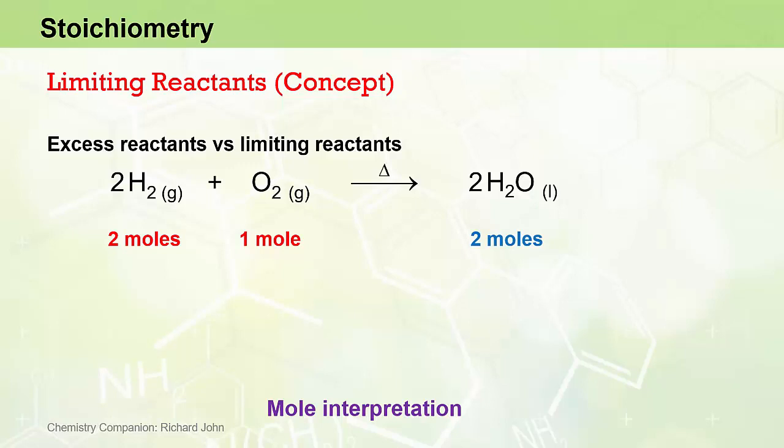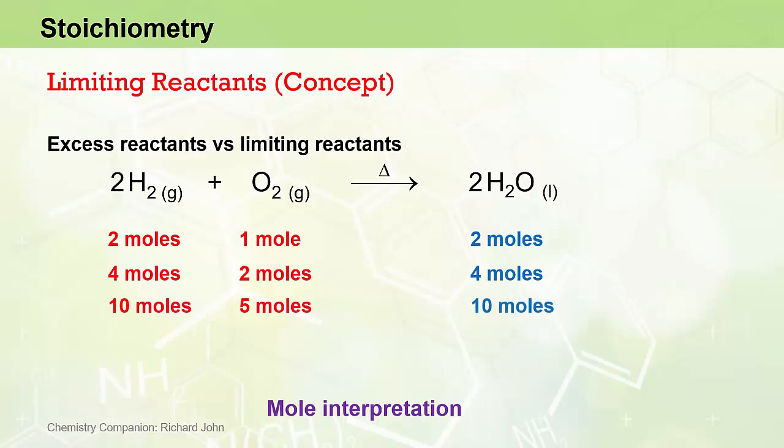Now typically we won't start with exactly 2 moles of hydrogen. We might, for example, start with 4 moles of hydrogen, in which case the mole interpretation would say that we now require 2 moles of oxygen and that we would actually produce 4 moles of water. If we were to start with 10 moles of hydrogen, we would require 5 moles of oxygen and we would produce 10 moles of water.